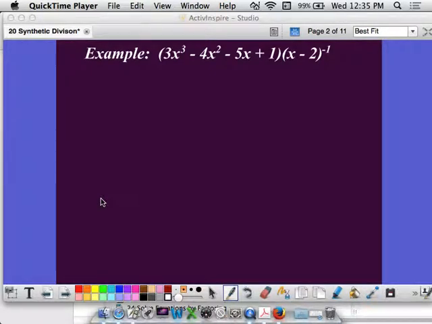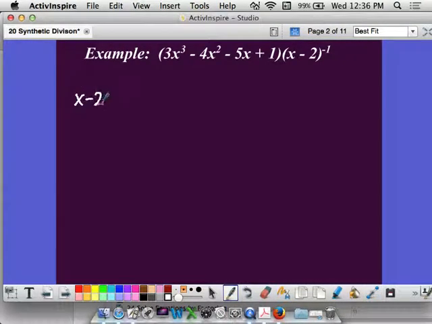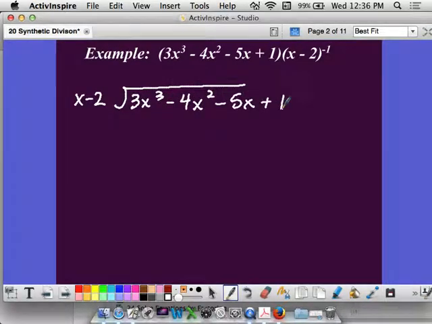The process we're going to learn today is called synthetic division. In order for you to really see, and I think you need to see, synthetic division, I want to start out with a long division and show you where it comes from. So here we have this problem, and we're going to set it up. X minus 2 divided into 3x cubed minus 4x squared minus 5x plus 1.